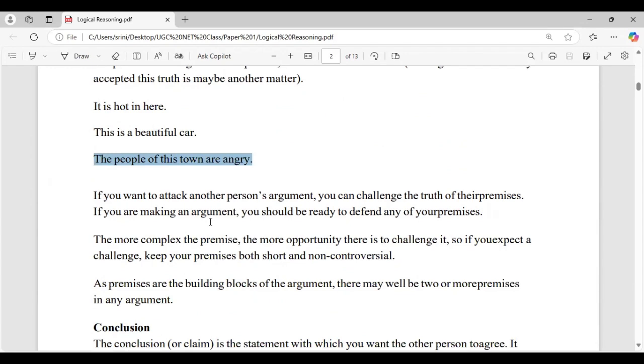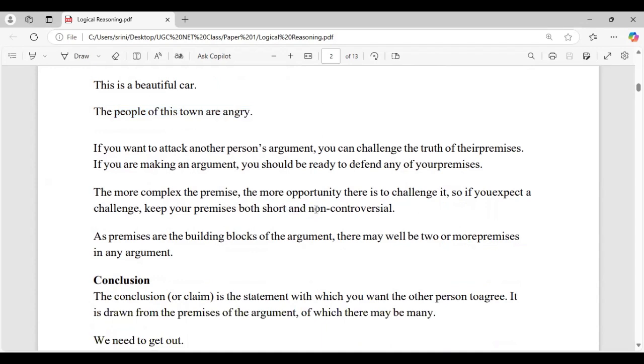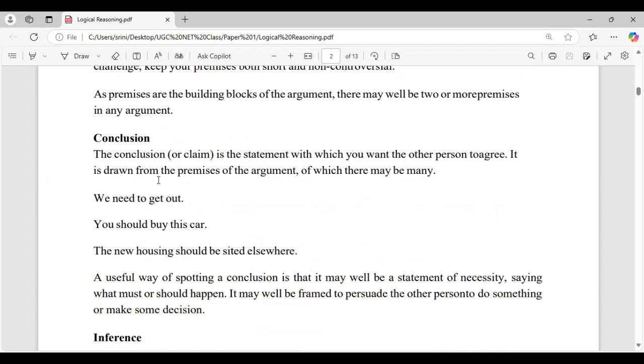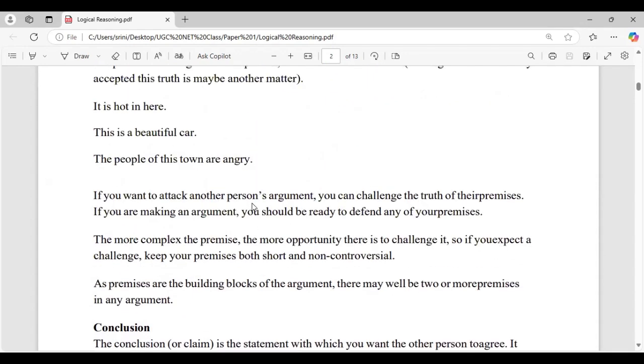If you want to attack another person's argument, you can challenge the truth of their premises. If you are making an argument, you should be ready to defend any of your premises. The more complex the premises, the more opportunity there is to challenge them. So if you expect a challenge, remember that premises are the building blocks of an argument, and there may be two or more premises in an argument. The conclusion, or claim, is a statement with which you want the other person to agree. It is drawn from the premises of the argument.